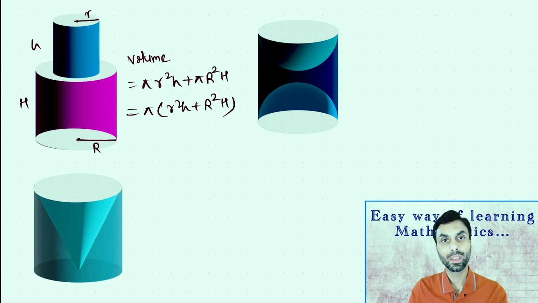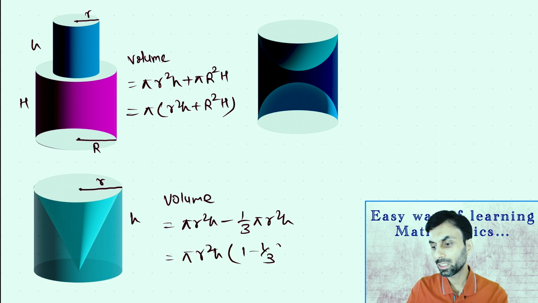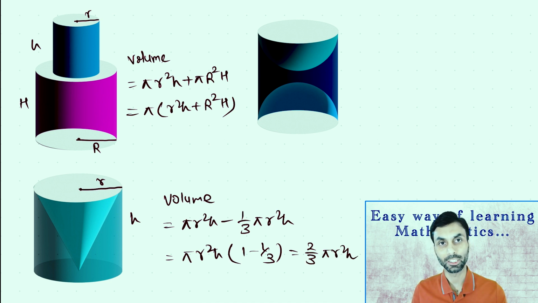Next, a conical depression cut out from a cylinder. In this case the radius is r, and the height of the cylinder will also be the height of the cone, as we are cutting a cone of maximum height. So the volume will be equal to the volume of cylinder, pi r square h, minus the volume of cone, 1 by 3 pi r square h. Further we can write it as pi r square h into 1 minus 1 by 3, which equals 2 upon 3 pi r square h.